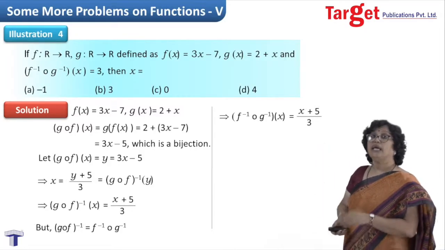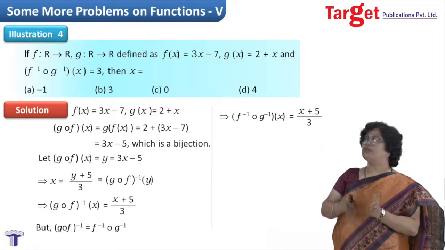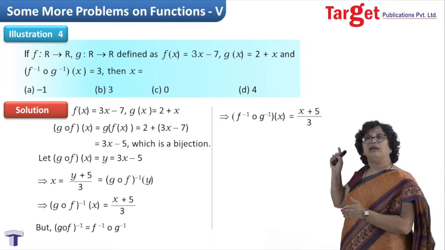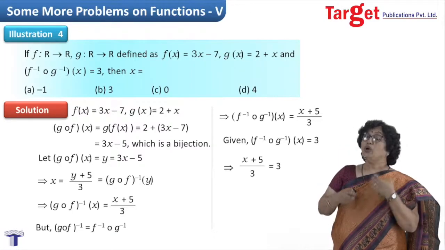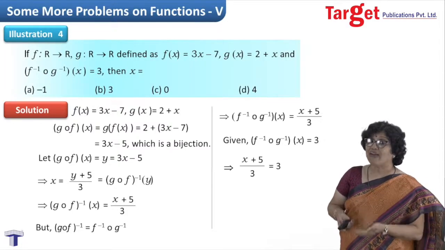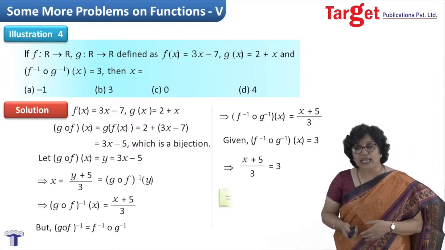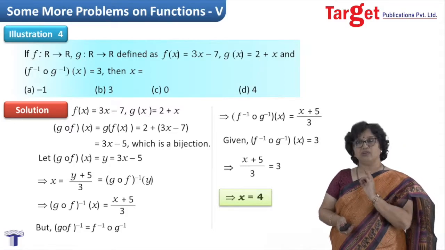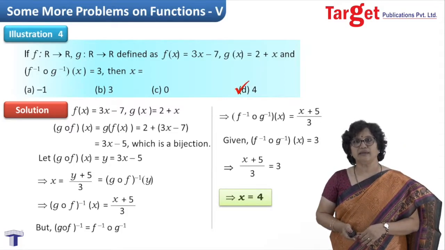Now, go back to the question. Question says, if f inverse or g inverse on x is equal to 3, then what is x? Don't you think that (x plus 5) upon 3 will have to be equated to 3? And that would lead to nothing but x equal to 4. So my correct option is D.